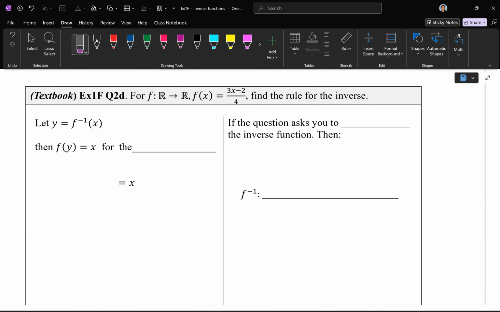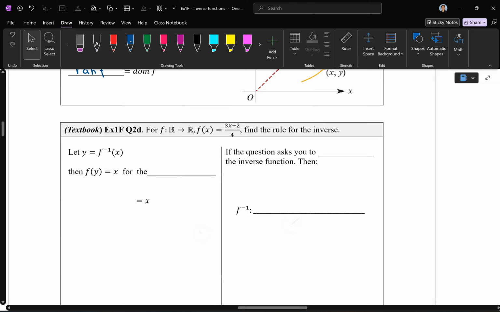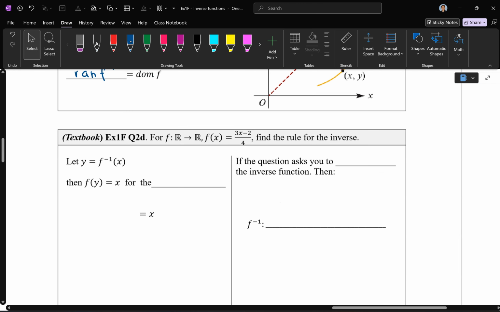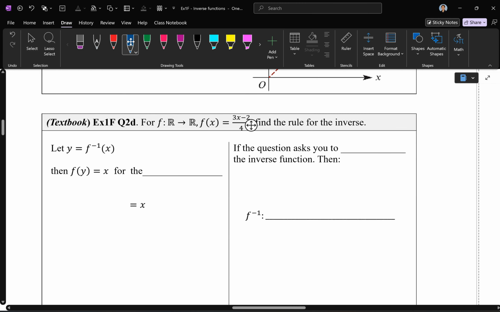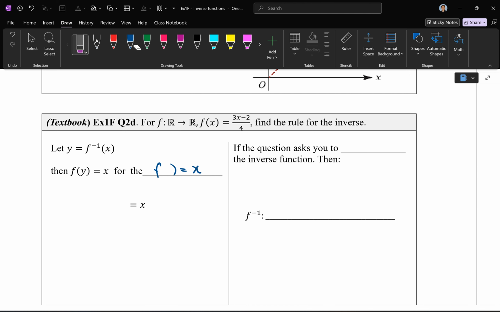So find the rule for the inverse. Right here I wrote let y equal f inverse of x. Remember the property was if you sub y and it equals x, then you have an inverse for the equation. So what did I write here? f of y equals x, for the inverse function.